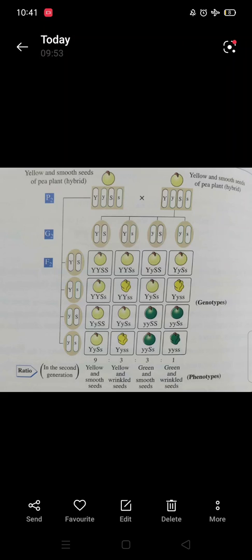The dominant and recessive traits in the pea, like flowers: color of flower, purple dominant over white; the seed, yellow dominant over green; the shape, smooth over wrinkled shape.